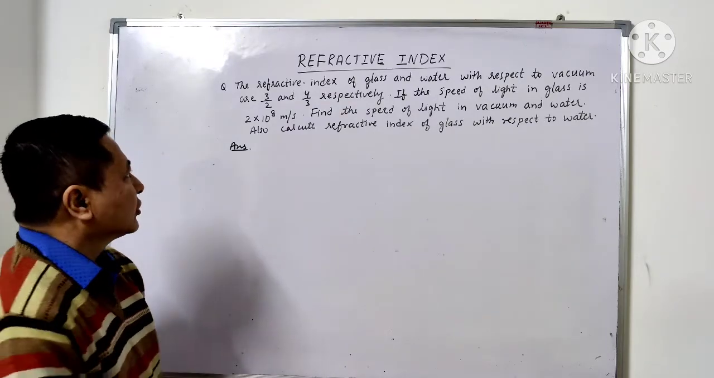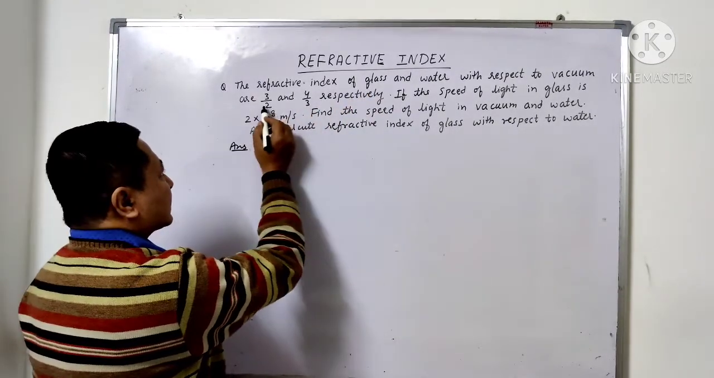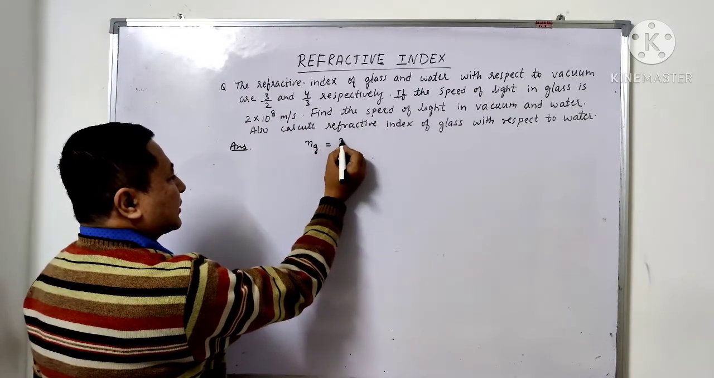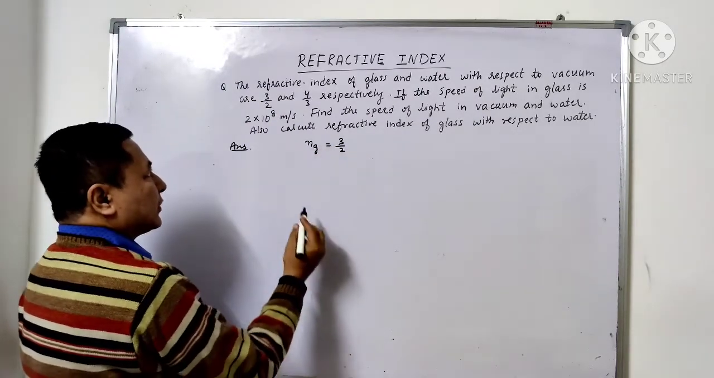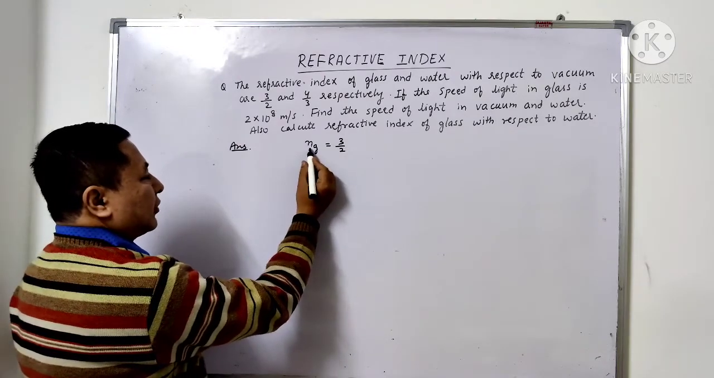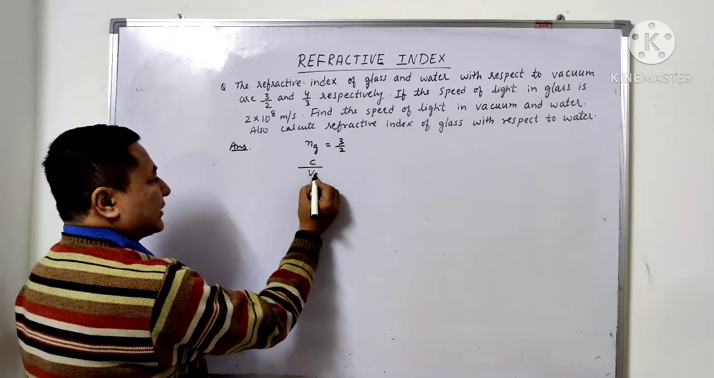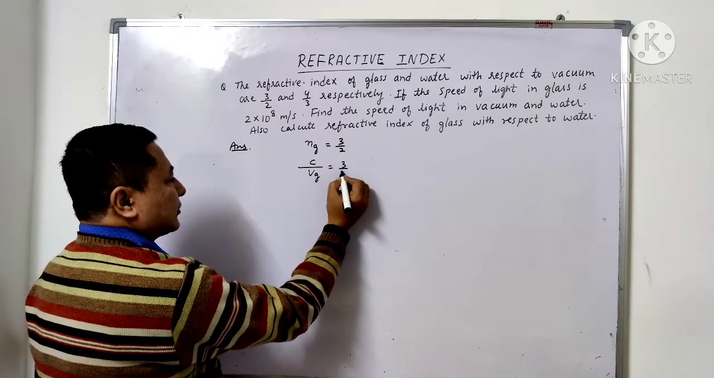Now what is given in the question? The refractive index of glass is 3/2. So this is refractive index of glass is 3/2, that is given in the question. So formula for refractive index of glass, then we'll have the speed of light in vacuum upon speed of light in glass is equals to 3/2.